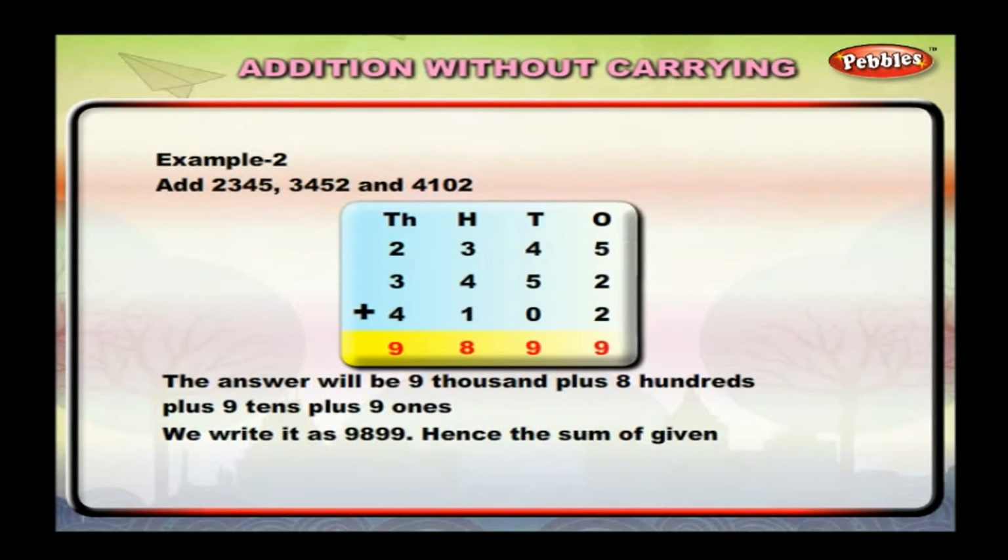We write it as 9,899. Hence the sum of given numbers is 9,899.